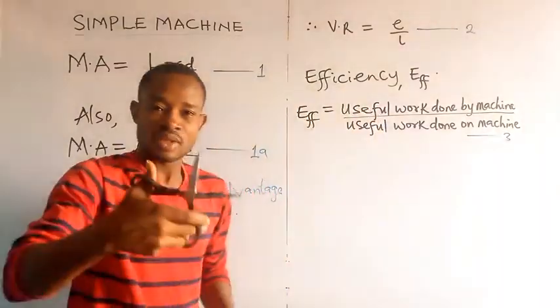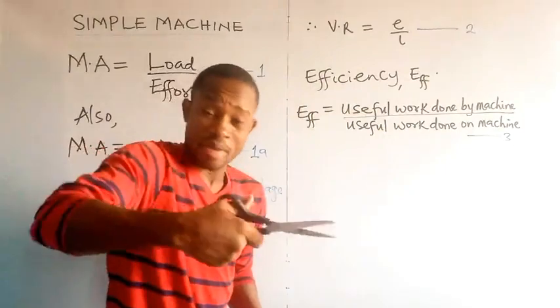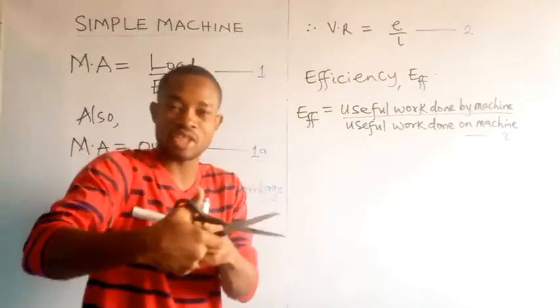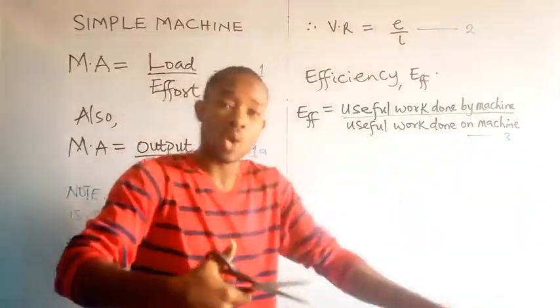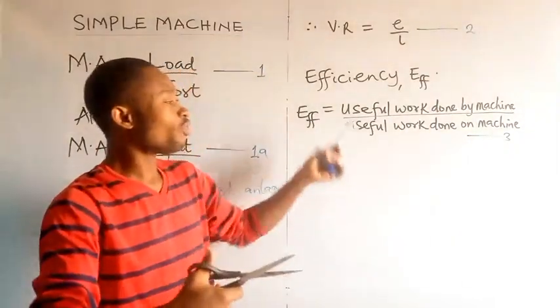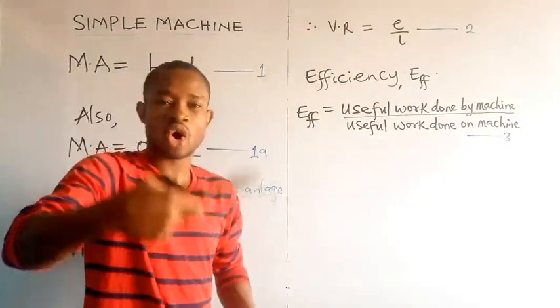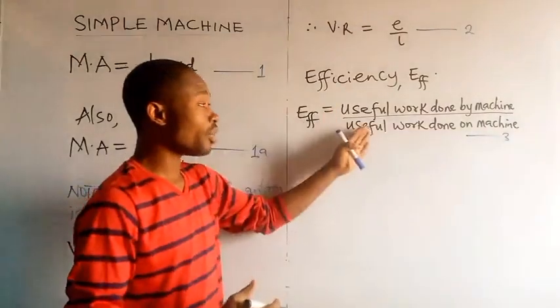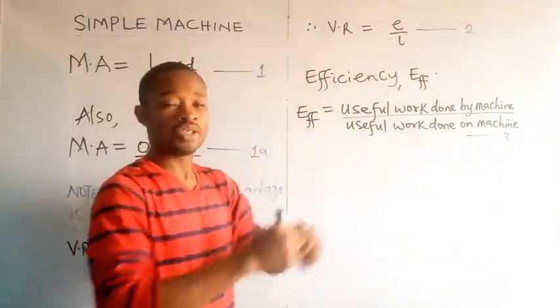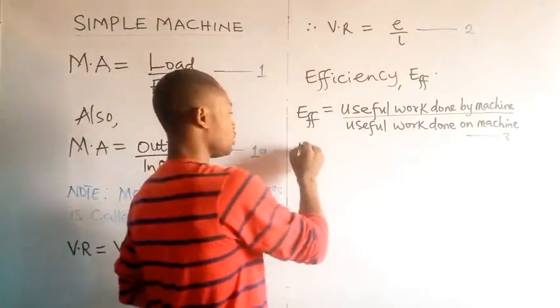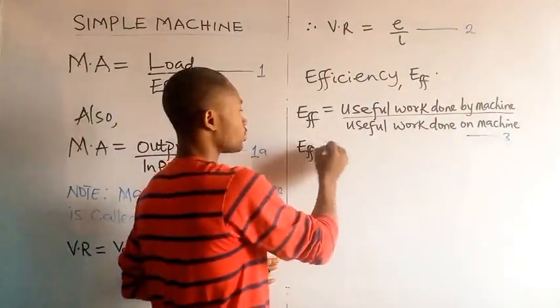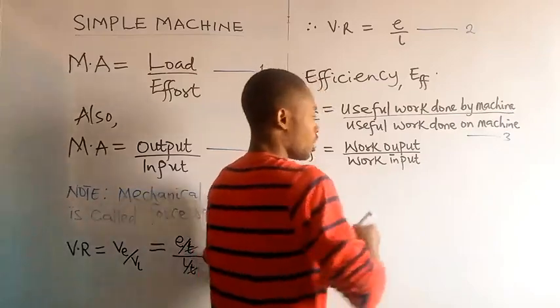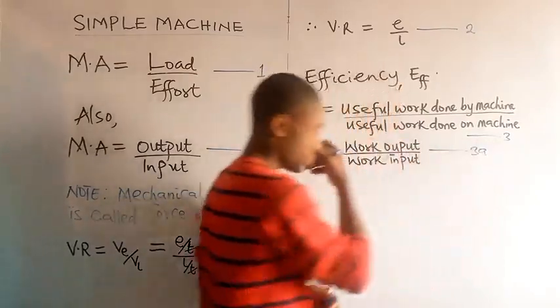Like when I used these scissors, the effort I'm applying, I'm working on this machine, then allowing the machine to do work on the load. So the useful work done on the machine comes from the person operating the machine, and that is the input. So I can write this formula as work output divided by work input. I'll call this equation 3a.